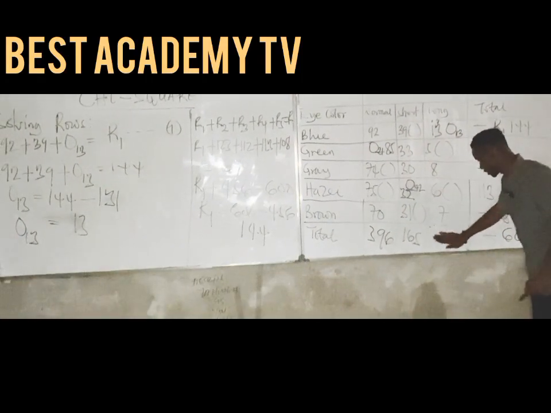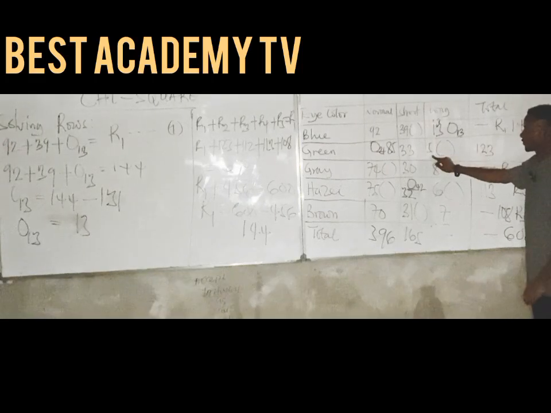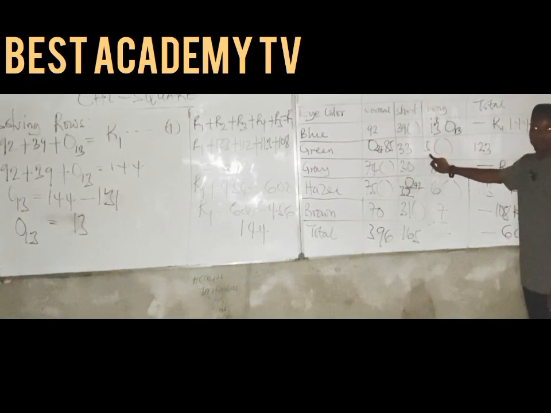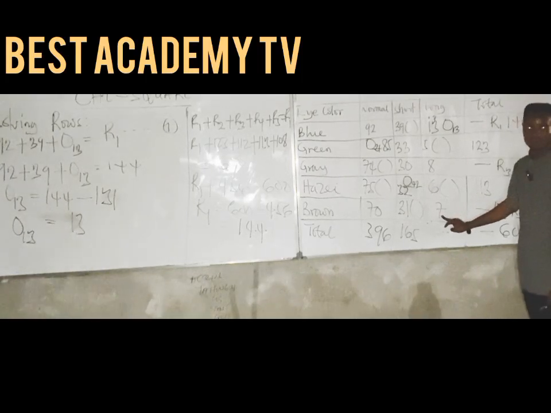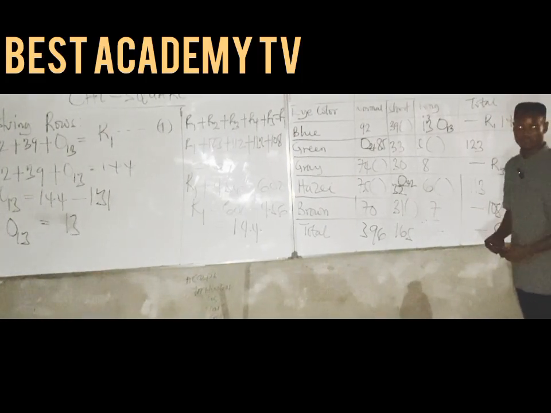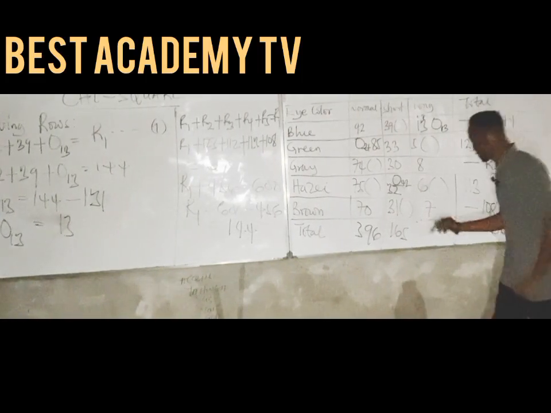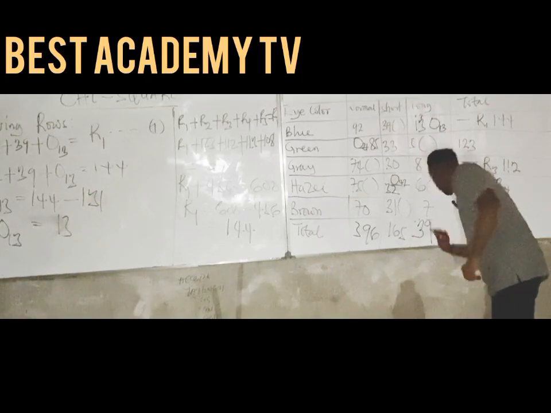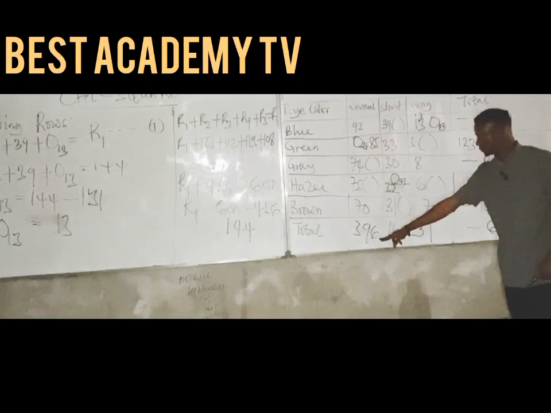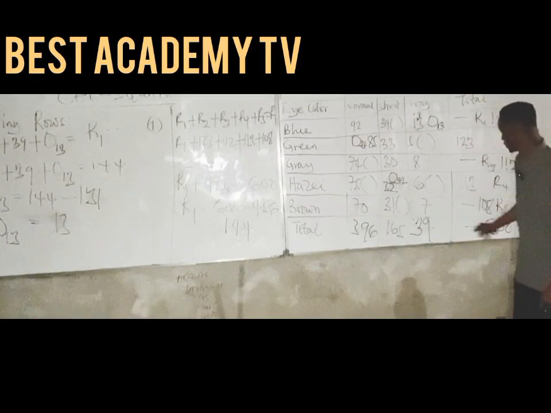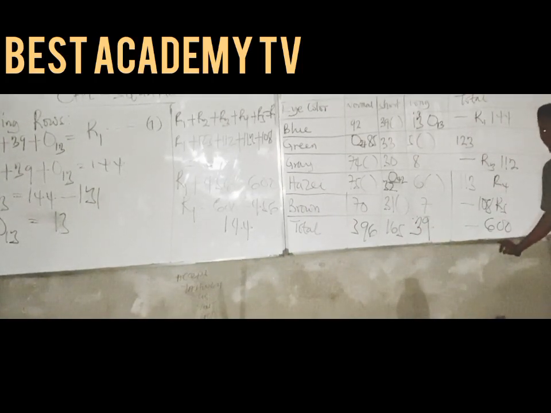This is not the answer. Please take note. 13 plus 5 plus 8 plus 6 plus 7. What? 49? That is 39. Class, if you add up this guy here, 396 plus 165 plus 39, we are going to have this guy here. Please take note.